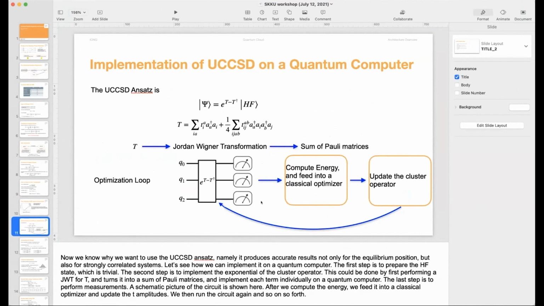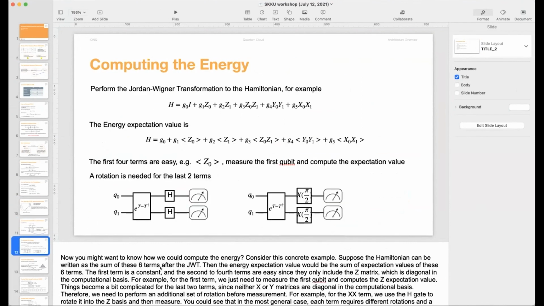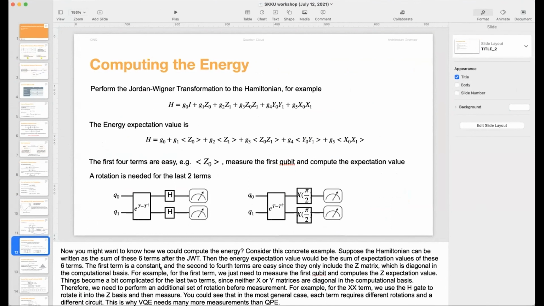A schematic picture of the circuit is shown here. After we compute the energy, we feed it into a classical optimizer, and then we update the T amplitudes. We then run the circuits again, and so on and so forth until we have converged the energy. So now you might want to know how we could compute the energy. Consider this concrete example. Suppose the Hamiltonian can be written as a sum of these 6 terms after the Jordan-Wigner transformation. Then the energy expectation value would be the sum of the expectation values of these 6 terms.